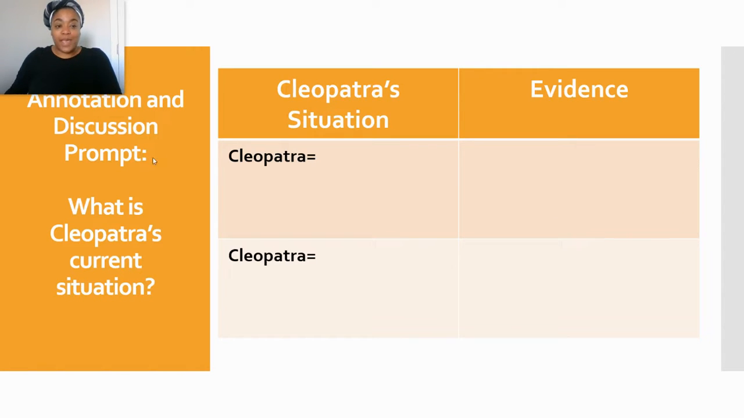Let's go ahead and prepare for our T-chart. On our T-chart today, we are going to identify Cleopatra's situation and we're going to find evidence to explain her current situation. Go ahead and create your T-chart. You will have a total of 4 boxes. The 2 boxes on your left-hand side, be sure to label them Cleopatra equals. Be sure to label your boxes on your right, evidence. Go ahead and create your T-chart.